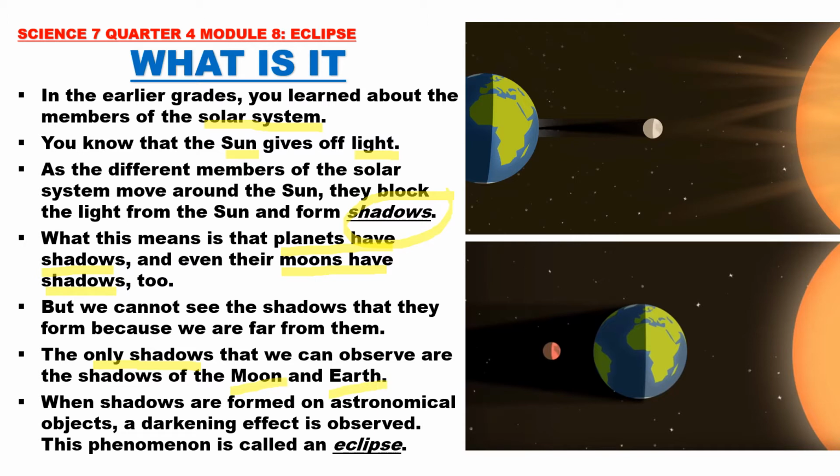When shadows are formed on astronomical objects, a darkening effect is observed. This phenomenon is called an eclipse. An eclipse occurs when one heavenly body, such as a moon or planet, moves into the shadow of another heavenly body.